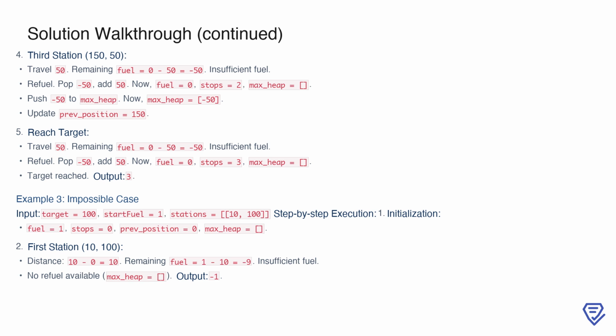In contrast, for the final example, we attempt to reach a target of 100 with just 1 unit of fuel and a single station at position 10 offering 100 fuel. Here, we cannot even reach the first station, as the required distance of 10 exceeds our initial fuel. With no fuel in the max heap to refuel, reaching the target is impossible, so the output is -1.